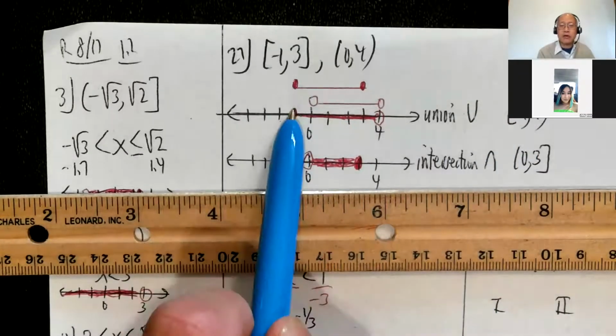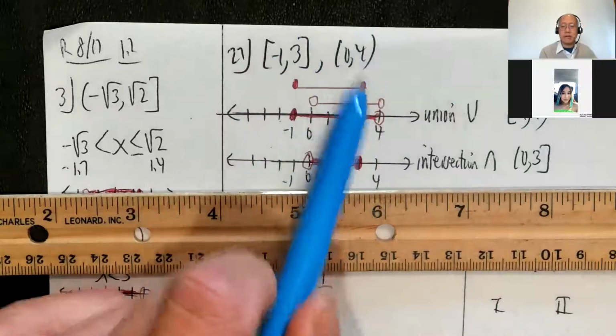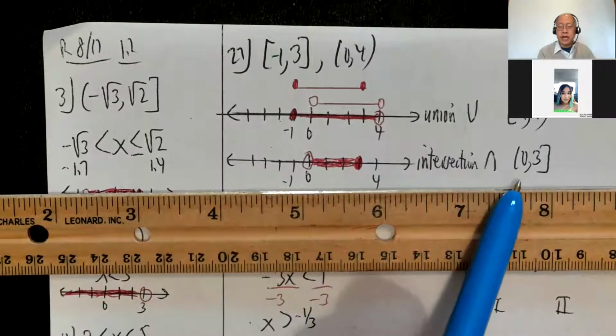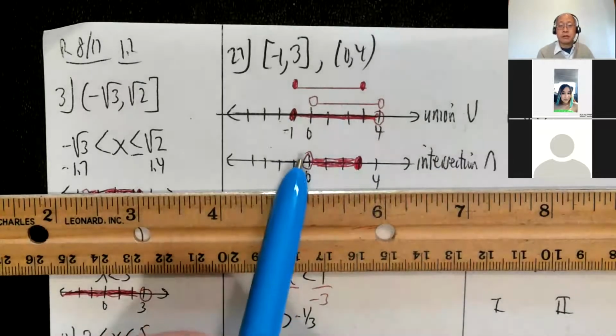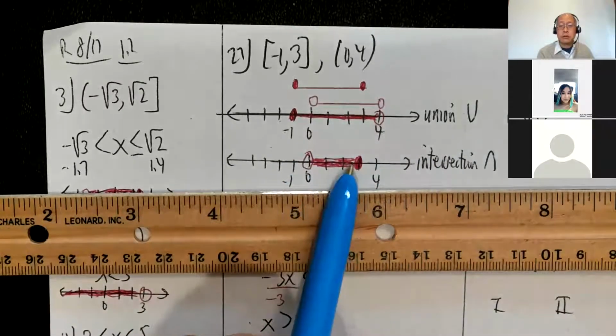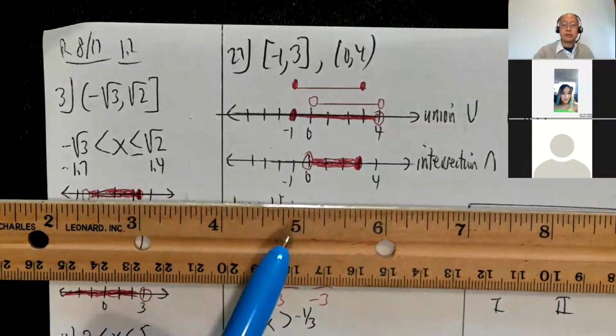Okay, so the union is bracket -1 to 4. It's anything in here or here. Imagine shining a flashlight straight down. For the intersection, it's got to be in both of them, so you must cover both of them. Covering both of them is parenthesis 0, 3, and bracket under 3. Okay, so that's my intersection.